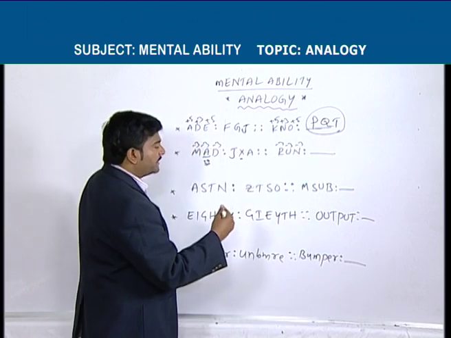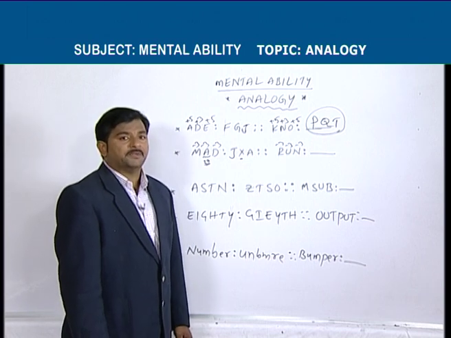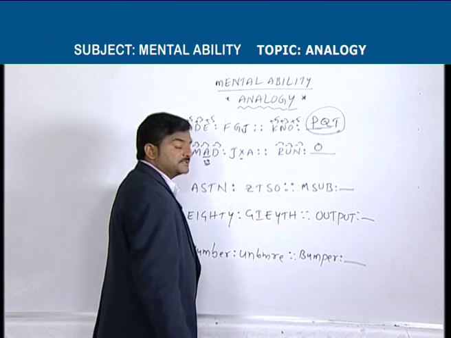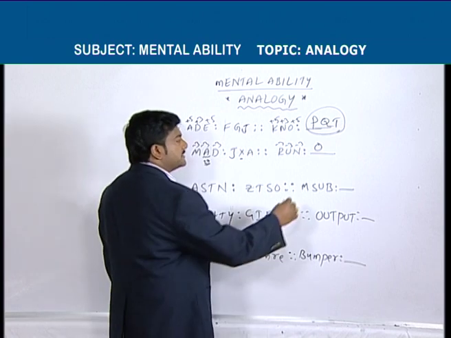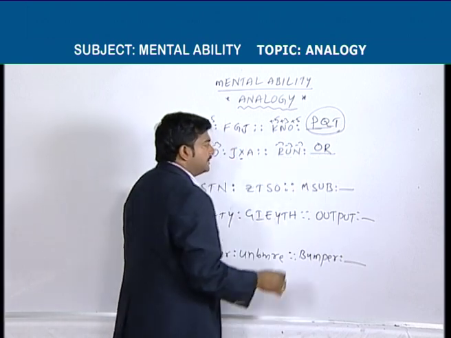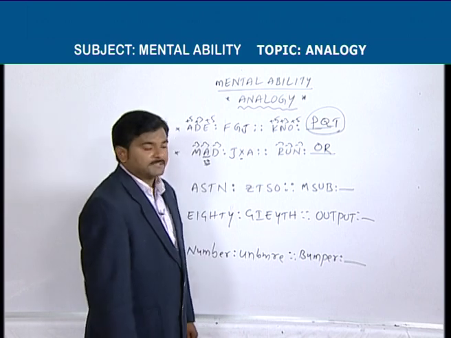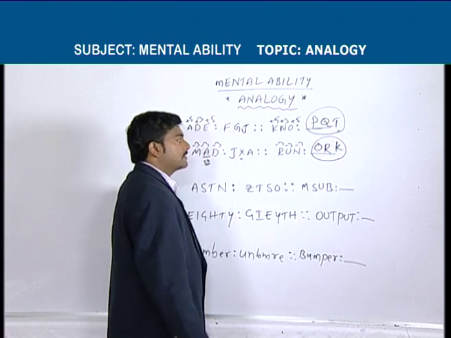Similarly, apply the same concept further also. R means 18. 18 minus 3 means 15. The 15th one is O. U means 21. 21 minus 3 means 18. The 18th one is R. Similarly, N. N means 14. 14 minus 3 means 11. The 11th alphabet is K. O R K. Hence, that is the answer for that.